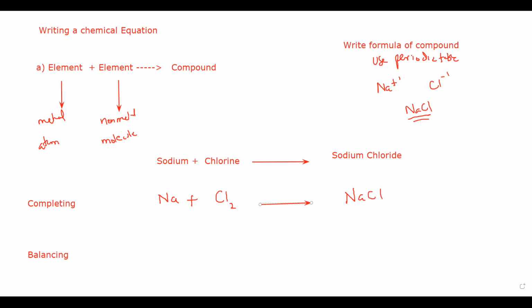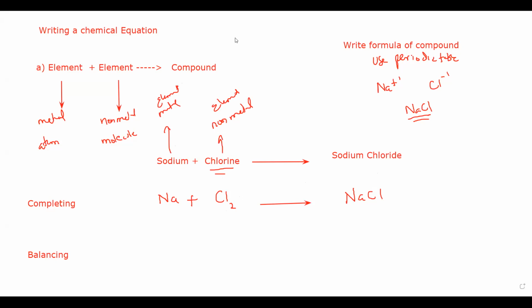The first part, what we did, we completed the equation. Because this chlorine, I told you, is a non-metal, so when you check if the element is a non-metal, then it will be a molecule. When an element is a metal, it will be an atom. So we just completed the equation. It is not balanced. The second part is balancing.